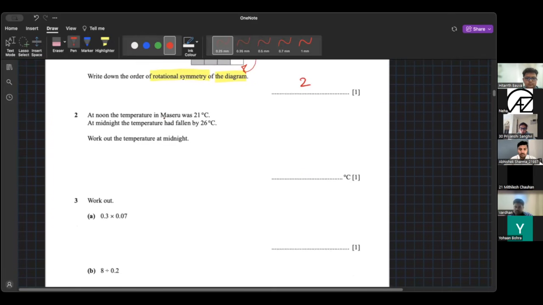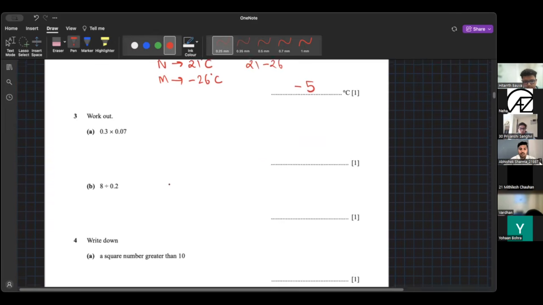It says at noon the temperature in Maseru was 21 degrees Celsius. So at noon, always if you want to write, you can write. 1 mark questions. And at midnight the temperature has fallen by 26 degrees Celsius. It has fallen by 26 degrees Celsius means minus 26 degrees Celsius. Work out the temperature at midnight. So the temperature at midnight will be 21 minus 26 degrees Celsius, that is negative 5 degrees Celsius, right? Moving on to the next question.